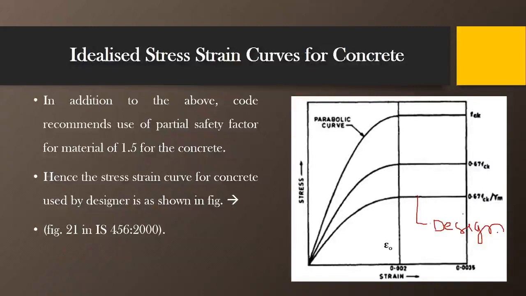So this is about the design curve for the concrete, and we have derived the design curve like this. If we put the value of gamma m for concrete as 1.5, then we'll get this stress. The maximum stress in the concrete will be equal to 0.45 FCK in general. So this is about the idealized stress strain curve for concrete. We'll stop here. In the next lecture, we'll discuss the idealized stress strain curve for steel.